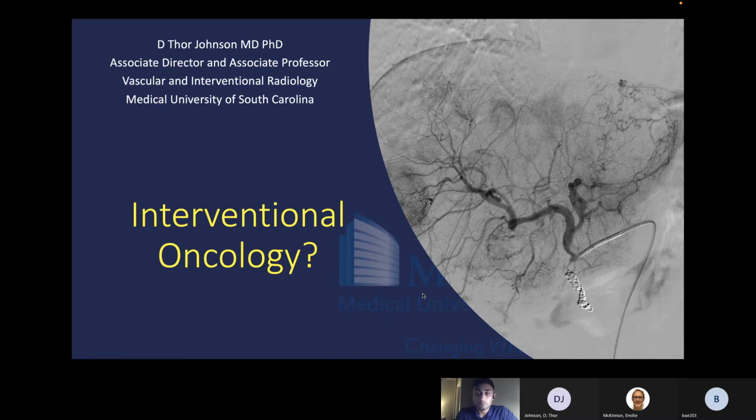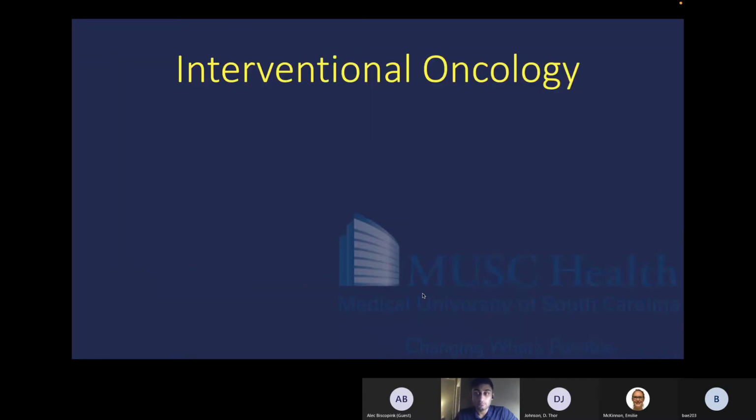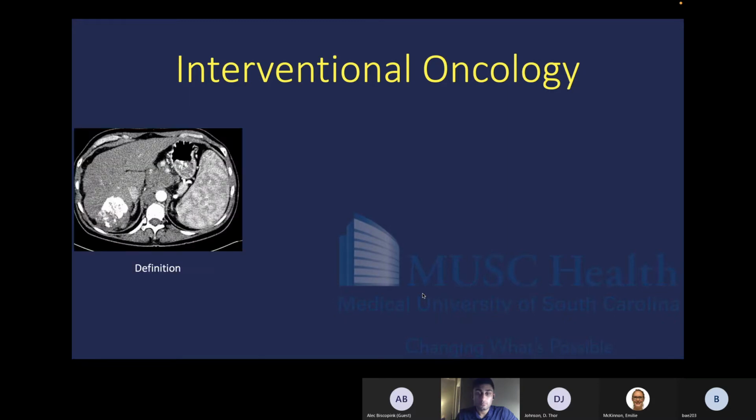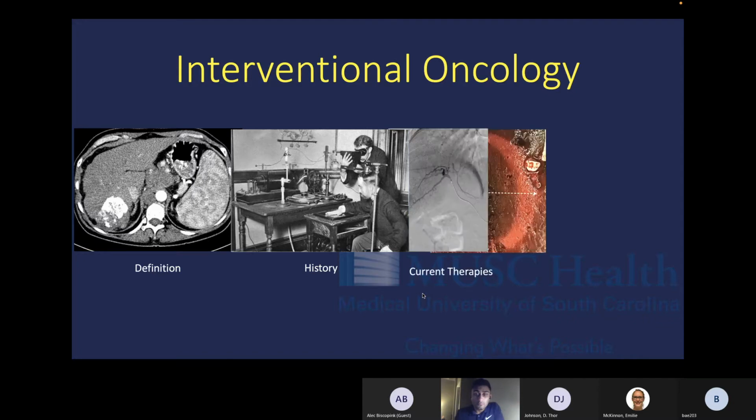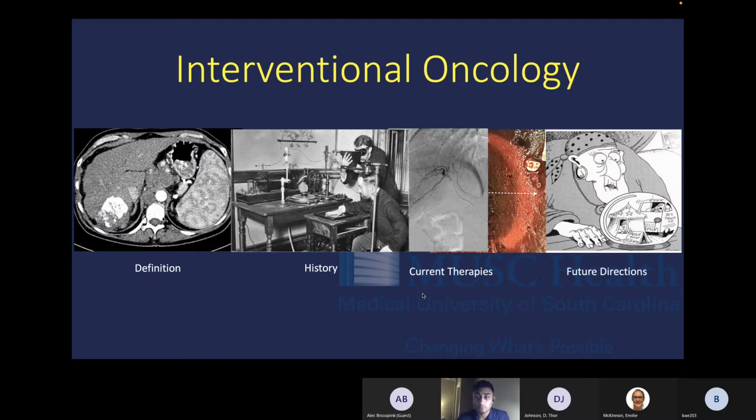Okay. So all of you have obviously heard interventional radiology. So today we're talking a little bit about interventional oncology. We'll talk a little bit about the definition of what that is, actually some of the history, some of the current therapies that we have, and then also a little bit on future directions, just so you know that this is a growth field.